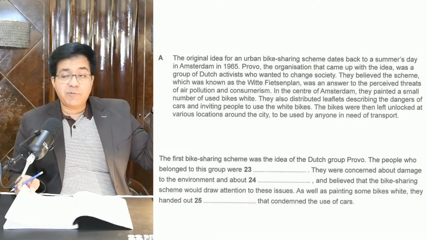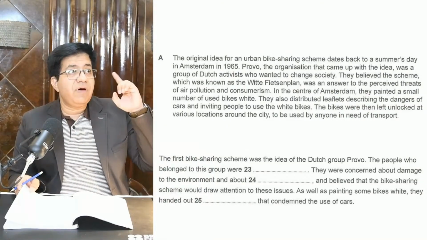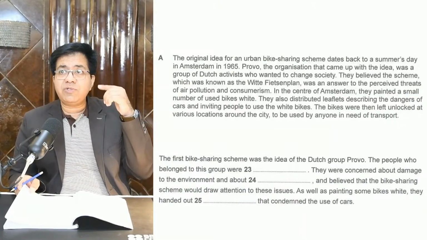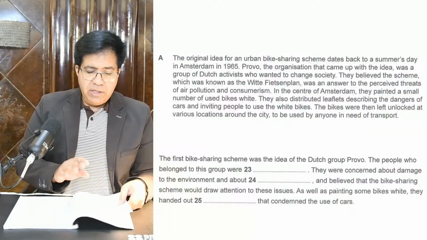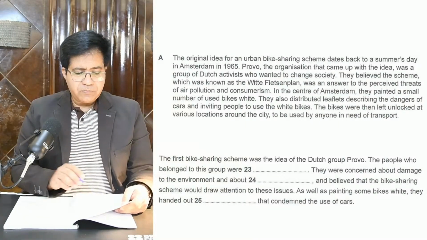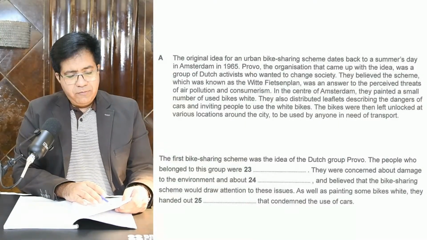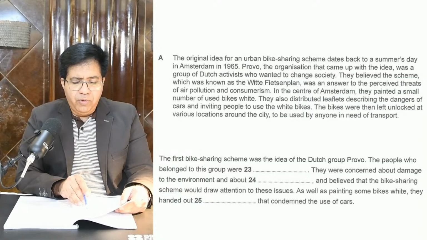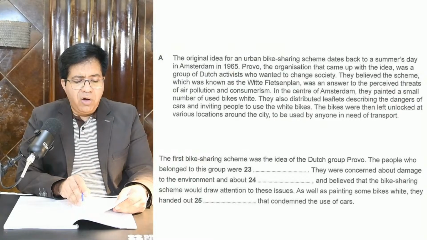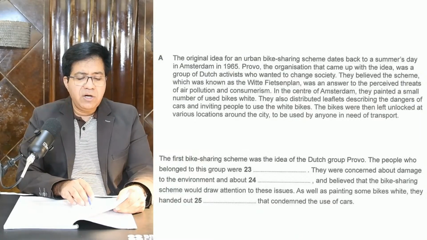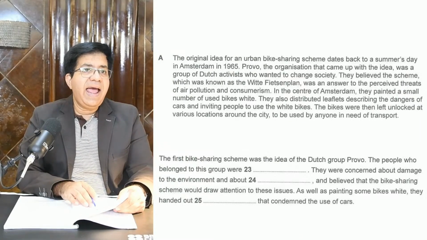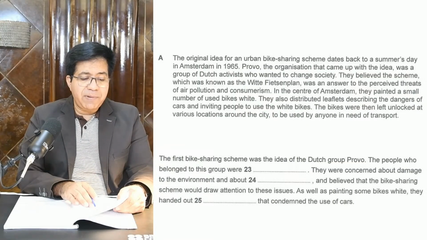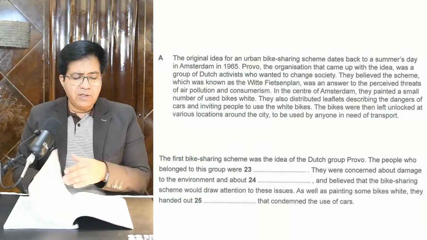From here onwards, it is possible that you find all the answers in one paragraph, or it is possible that in one paragraph you find one answer. You need to follow the clue word. Now we read the question carefully. First bike sharing scheme was the idea of the Dutch group Provo. The people who belonged to this group, Provo, were blank. Were means the answer should be plural.